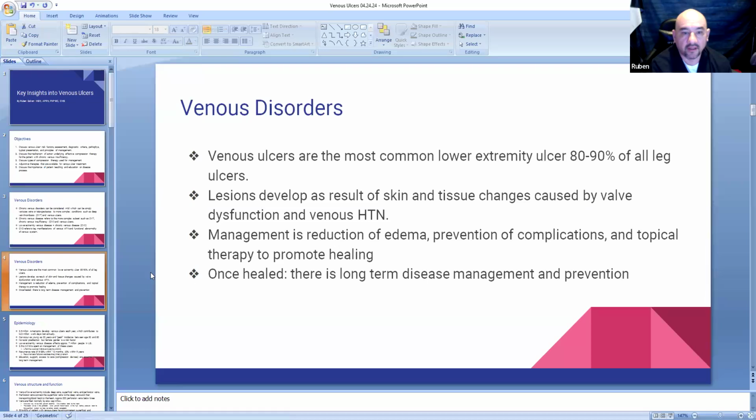Okay. And then once they're healed, there's this long-term disease management with compression to prevent it from reoccurring. So we'll kind of talk about that a little bit.